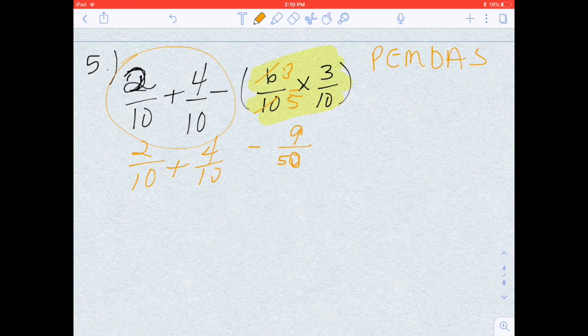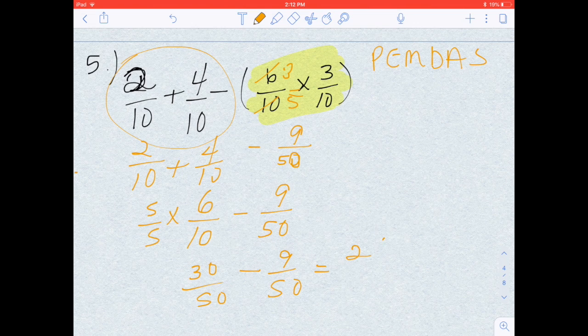Okay, I'm going to go ahead and add my 2 fractions here, 6/10, and then I have minus 9/50. And I want to make sure that these 2 fractions have the same denominator. So I'm going to change this guy to make sure everybody is the same denominator. So I have 30 50ths minus 9 50ths, and that gives me 21 50ths.